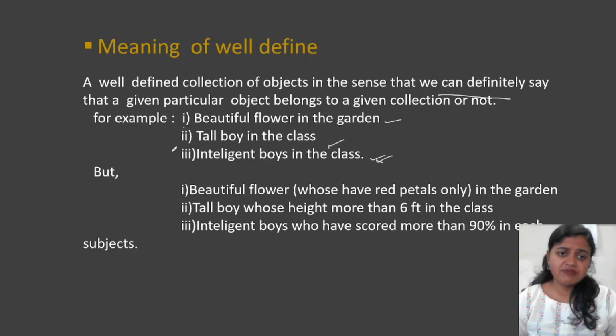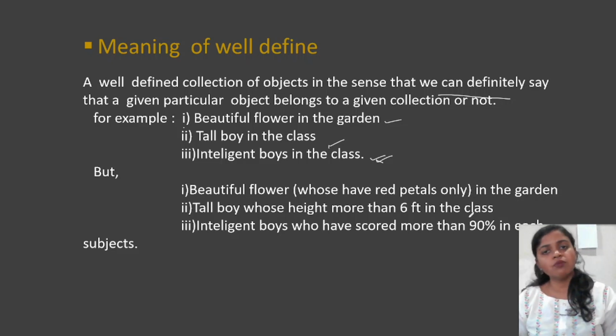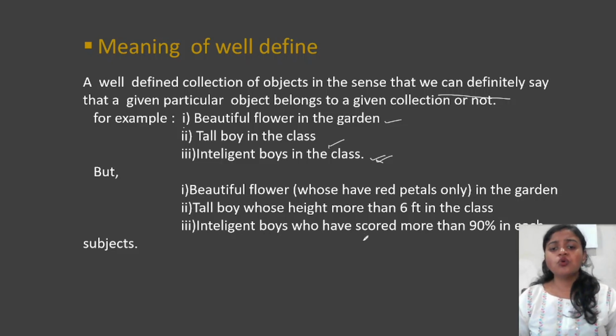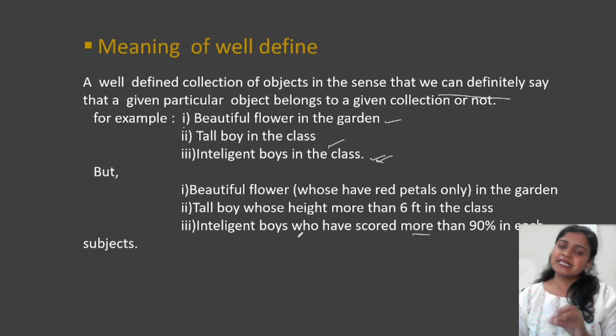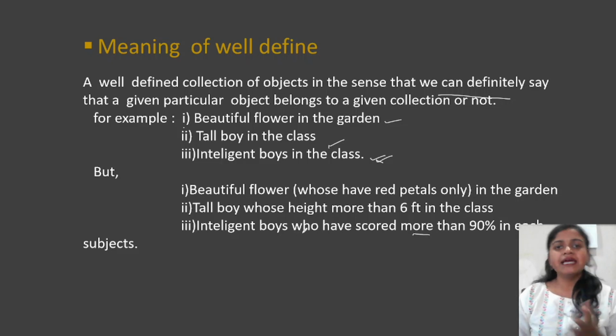But if I say it like this, beautiful flowers which have red petals only in the garden, then we know that the flowers in the garden having red petals, those flowers we can say are beautiful. Similarly, tall boys whose height is more than 6 feet in the class, so the boys who have more than 6 feet height we can say are tall boys. These are called a group of tall boys. Clear? Next, intelligent boys who have scored more than 90% in each subject. The boys having scored 90% in each subject, we can say they are intelligent boys.